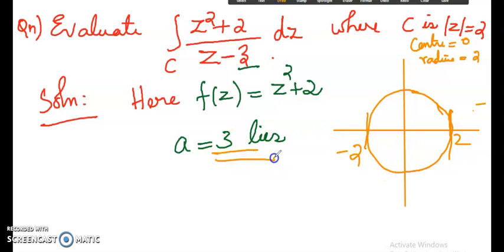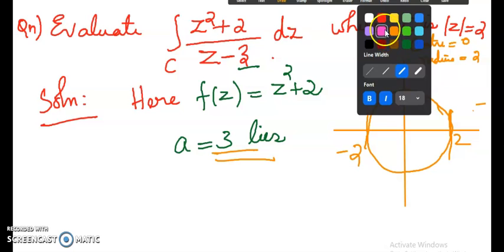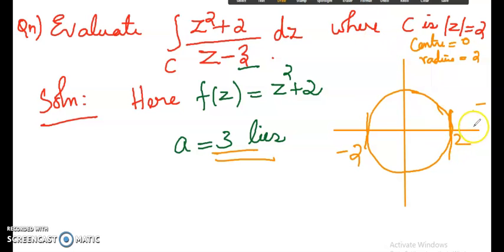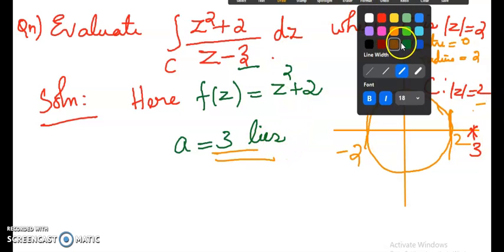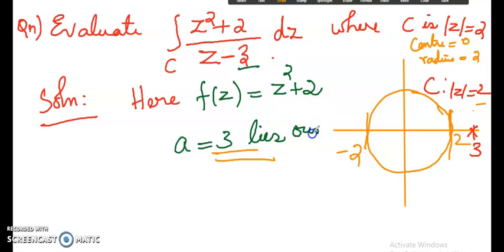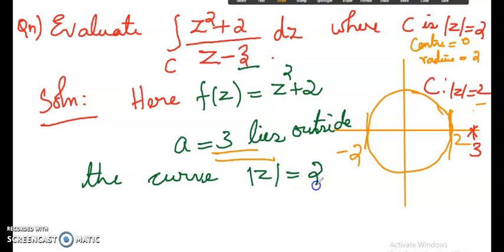And what about 3? Where does 3 lie? 2 is here, then this particular point is 3. It lies outside the curve. This is C, mod z equal to 2 is the circle. 3 lies outside the curve mod z is equal to 2.